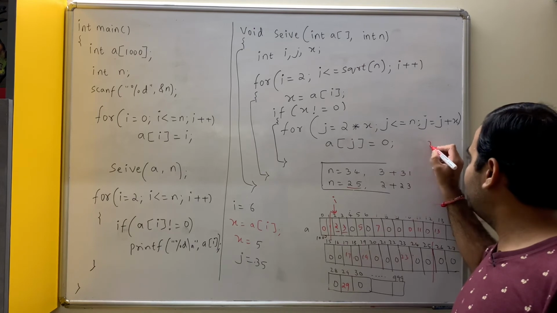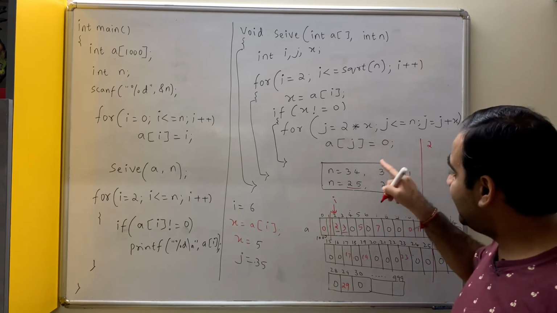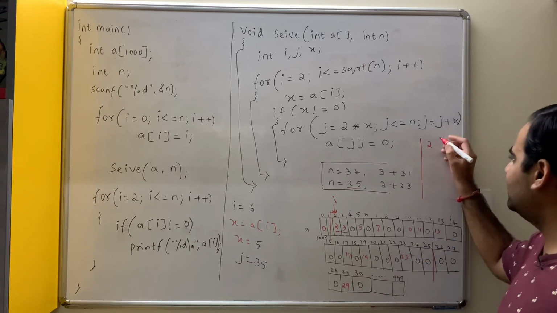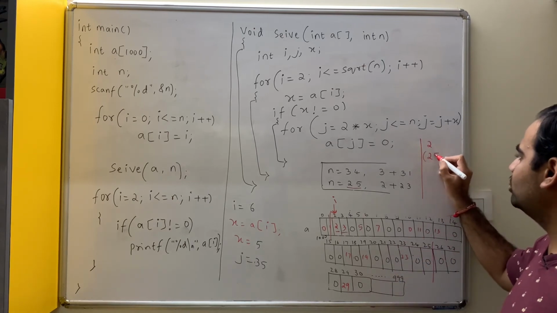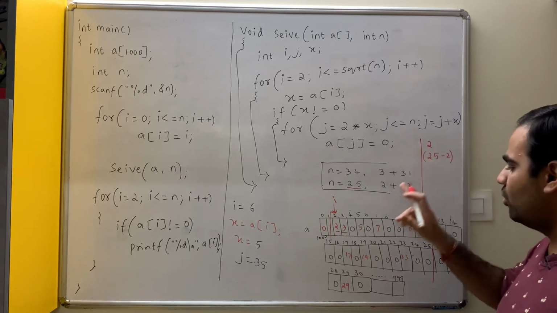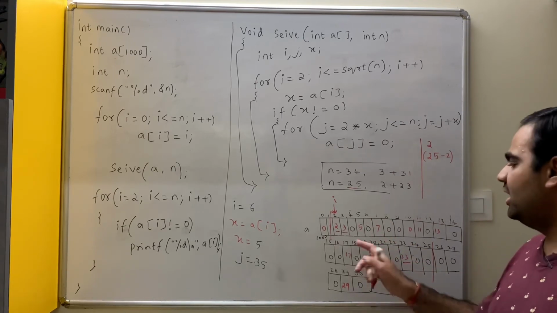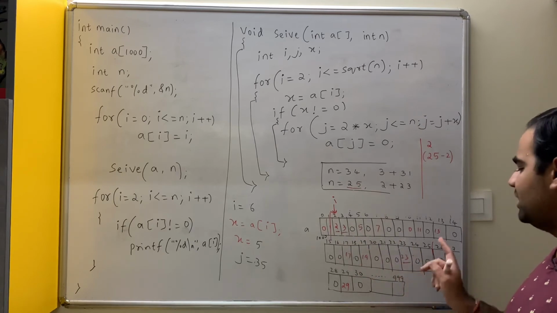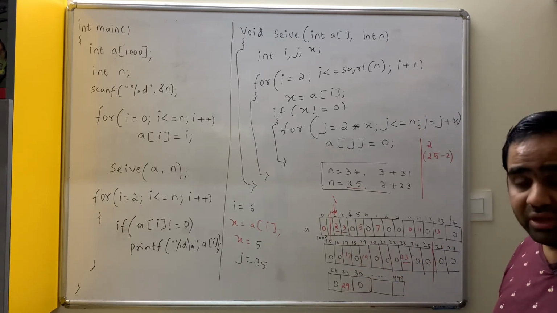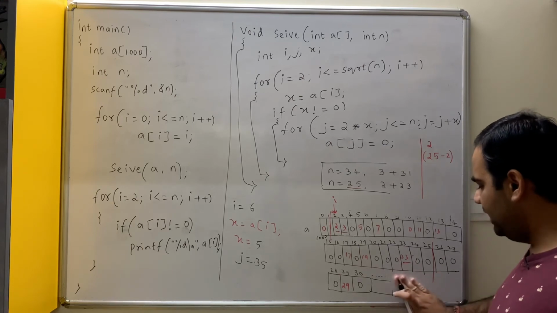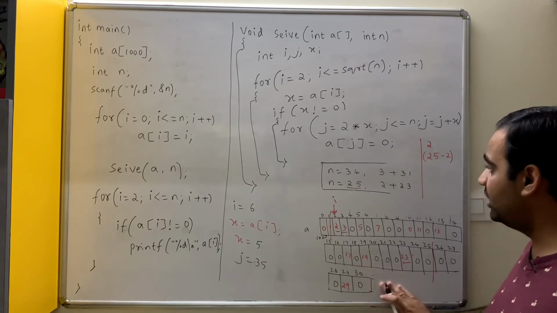Now, if 2 is prime, to make it 25, what should be the other prime? It should be 23, right? That is, 25 minus 2 should be the other prime. Now, go to index 23. Do you find 23 over here? Yes. Therefore, 25 can be expressed as sum of two primes. Is that okay?